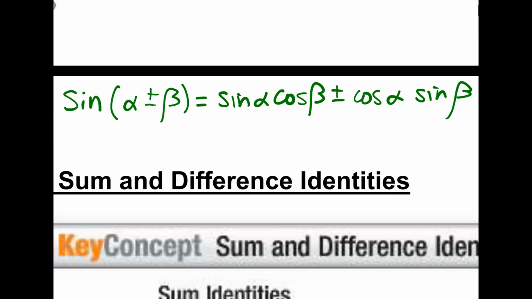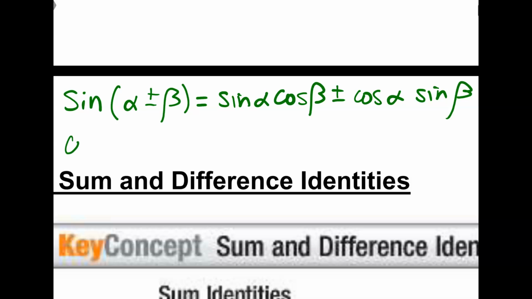So this is for remembering what goes with what. If you're taking sine of the addition of two angles, you have the addition in your equation. If you're taking the subtraction of the angles, you're using the sign with the subtraction in between.